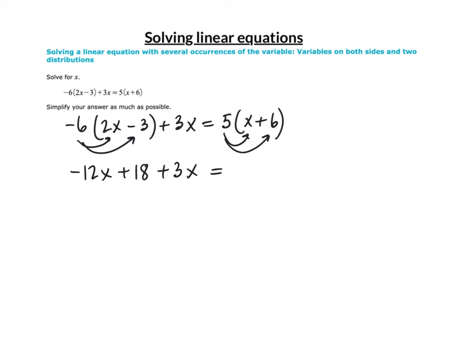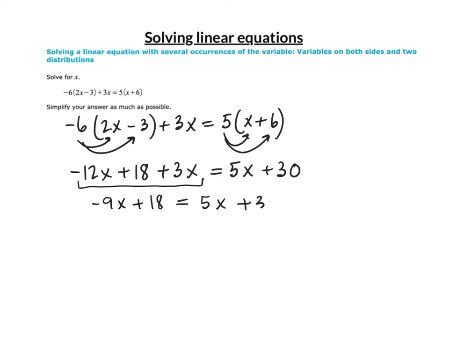now take the 5 to both. 5 times x is 5x. It's still 5 times x. And 5 times 6 is 30. Now, before you do things to both sides, notice how there are 3 terms over here. Terms are separated by addition, subtraction. Negative 12x, 18, and 3x. Whenever you have 3 terms, that means there's got to be stuff that you can simplify, you can combine together. Negative 12x plus 3x is negative 9x plus 18 equals 5x plus 30.